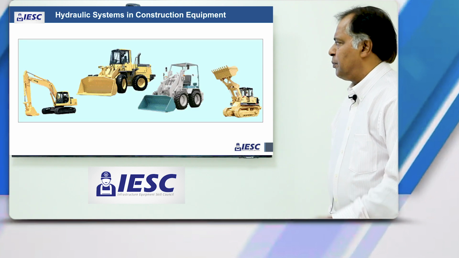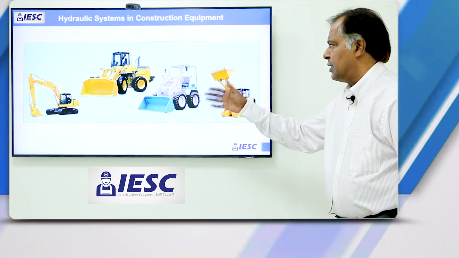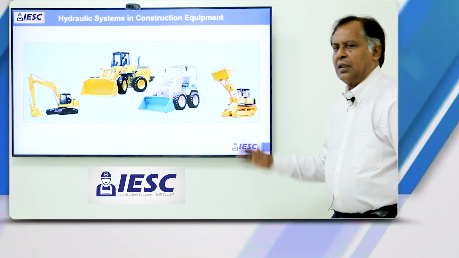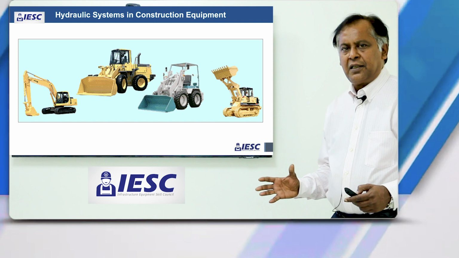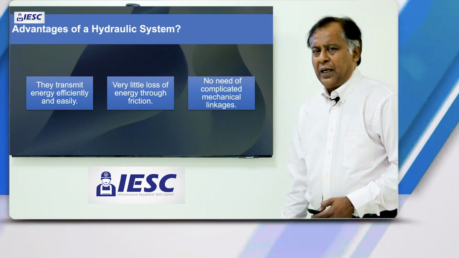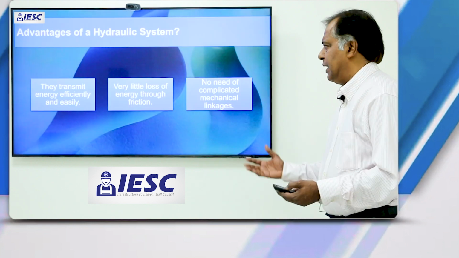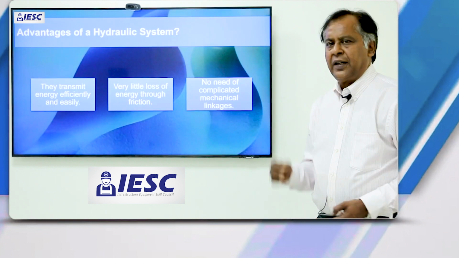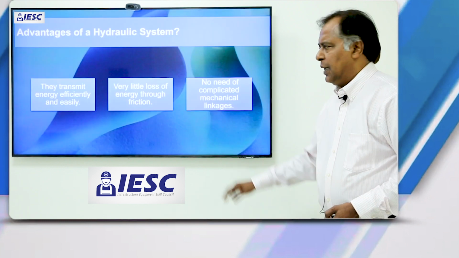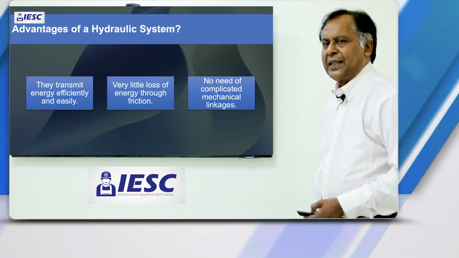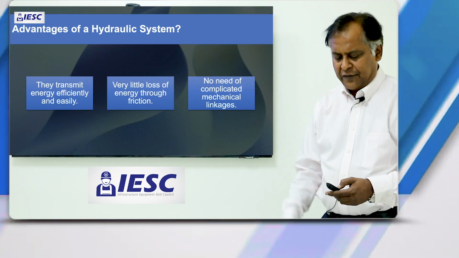In construction equipment, whether it's an excavator, a wheel loader, a skid steer loader, or a tracked loader, we have extensive usage of hydraulics. Why hydraulic systems? A, because they transmit energy efficiently and easily. The loss of energy through friction is very low, and they almost completely eliminate the need for complicated mechanical linkages like gears and shafts.